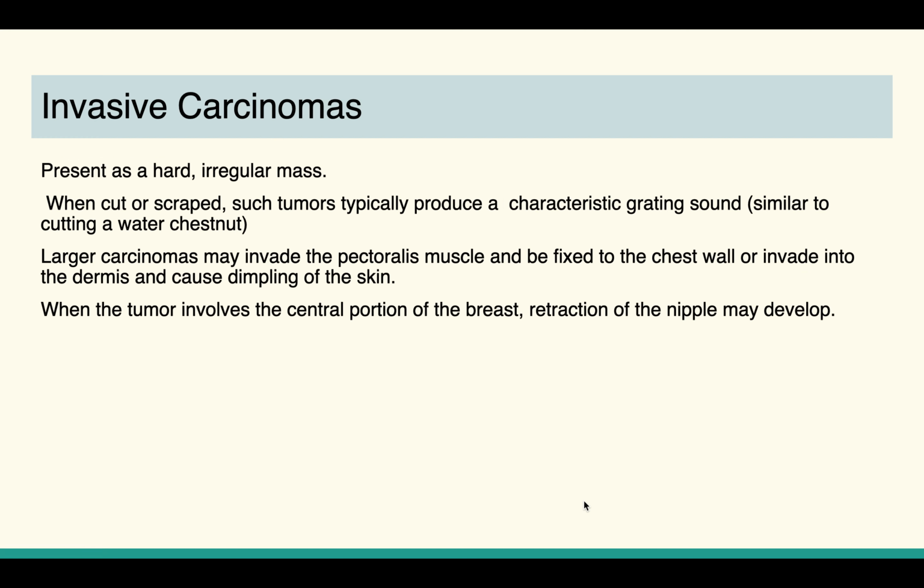Now going to the invasive carcinomas. Firstly we will discuss the gross appearance, what all changes can be there if we receive a mastectomy specimen. Then we will discuss the microscopic patterns. Firstly, going to the gross picture: if you receive a mastectomy specimen, the carcinoma part itself will be a hard and irregular mass. When you cut through this tumor, it will have a characteristic grating sound.